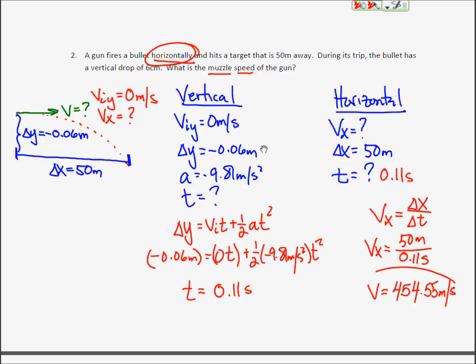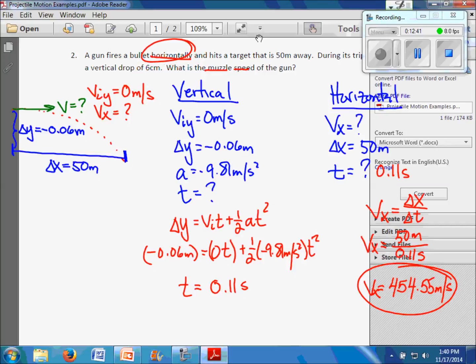This is the velocity that the bullet comes out of the gun with, all right? Because it's totally horizontal, the vertical component was 0, and the actual velocity there that it came out with was 454.55 meters per second. I solved for my time in my vertical and used it over my horizontal. I could just as easily do the opposite. If I had enough information in the horizontal direction, I could solve for time there and use it in the vertical if I needed to. So many different options. All right, so those are our 2 horizontal examples. Hopefully this helps you with your homework.